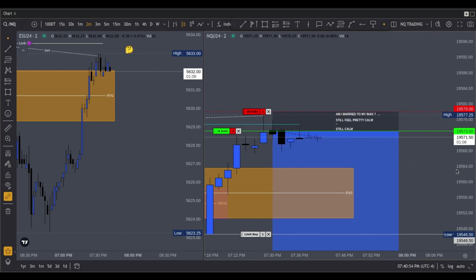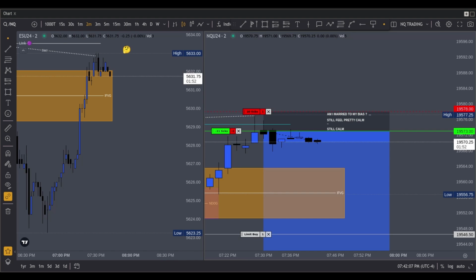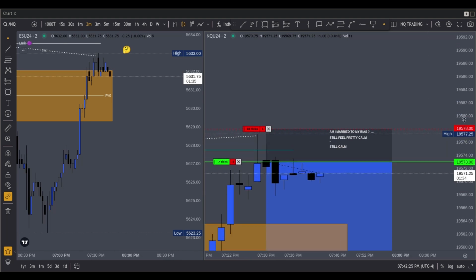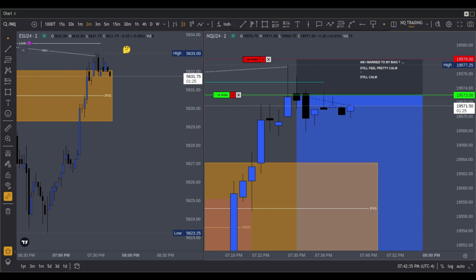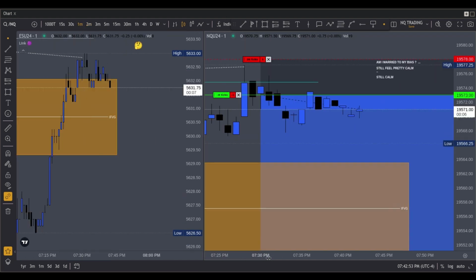But yeah, so after price swept the relative equal highs on NQ, it looked like an SMT between ES and NQ. So ES made a lower high while NQ made a higher high, and that's when I entered the trade. I should have got out right here just because I was seeing what I don't like, which was multiple rejections.